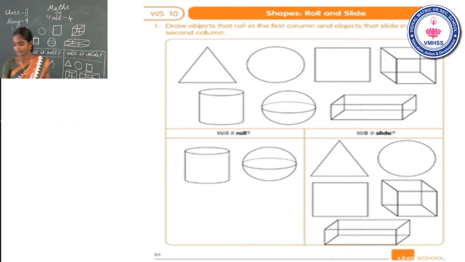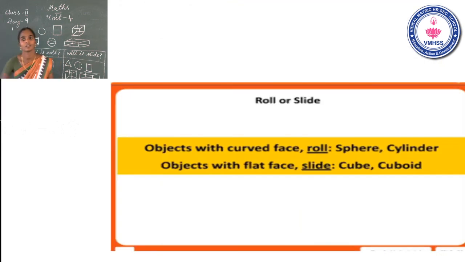Children listen. Objects with a curved face roll. Objects with a flat face slide. Objects with a curved face roll. Objects with a flat face slide. Children, did you understand?